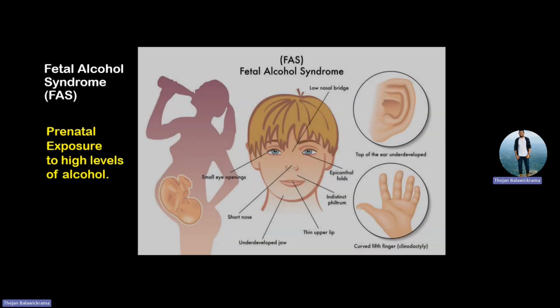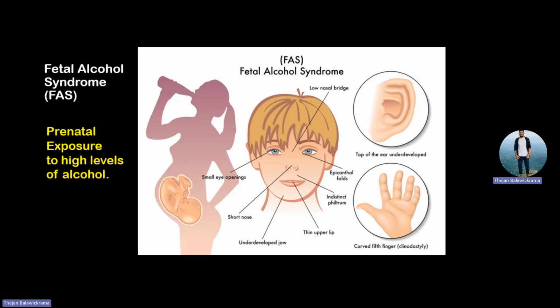Fetal means unborn child, right? Alcohol means when the mother is alcoholic, the alcohol gets into the body. So if the mother is alcoholic, it goes into the child and it causes a lot of problems. So that's called fetal alcohol syndrome.